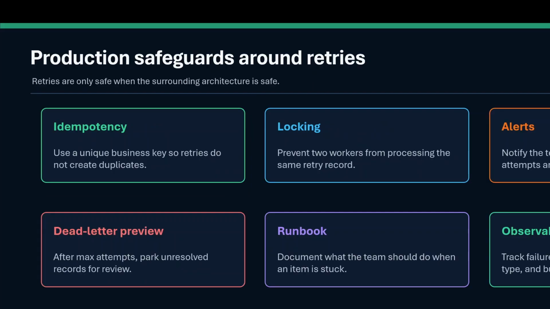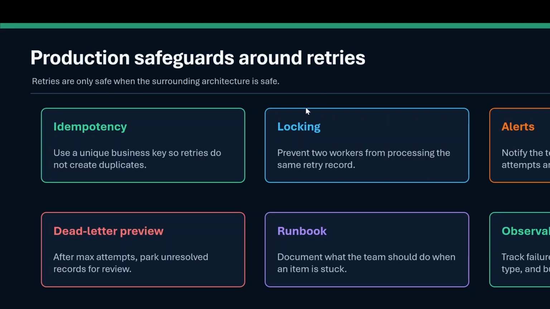Now let's talk about some production safeguards around retries. It's worth mentioning that retries are only safe when the surrounding architecture is safe. Meaning you've got to have idempotency, which means use a unique business key so retries do not create duplicates. So each retry needs to have a unique key, and you will never have two records in that database, so it's not retried multiple times. You have one record in that database, and you keep track of the status of that retry, but you will not add another row in the database for that same failed workflow.